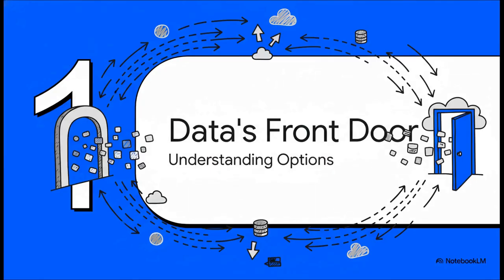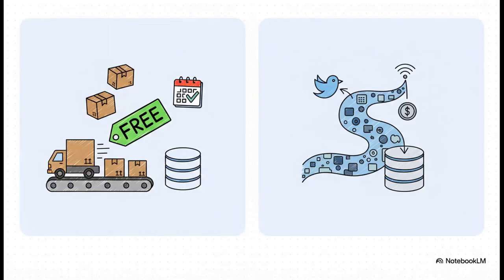Now, before we even think about loading, you've got to know the 2 main entryways for your data. Think of it like a building, right? It's got a huge delivery bay for big shipments, and it's got a front door for single packages. Each one has a different purpose. So fundamentally, you've got 2 options.